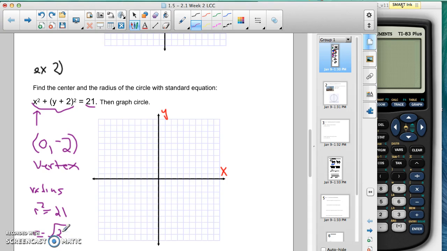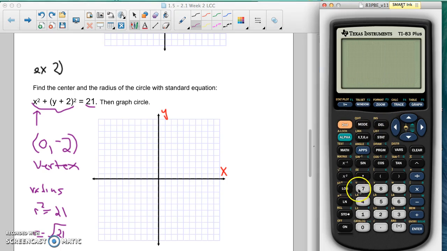And in the book or on the assignment, you may be able to just write the square root of 21 as your solution. And when we have to graph it, though, we're going to need to know what the square root of 21 is. So I'm going to use my calculator over here and find the square root of 21 approximately. Push enter. So it's about 4.5, 4.6.